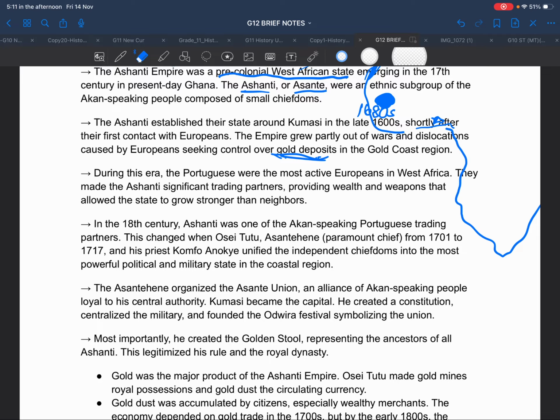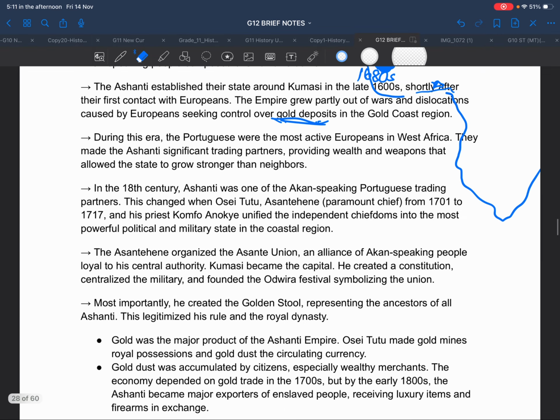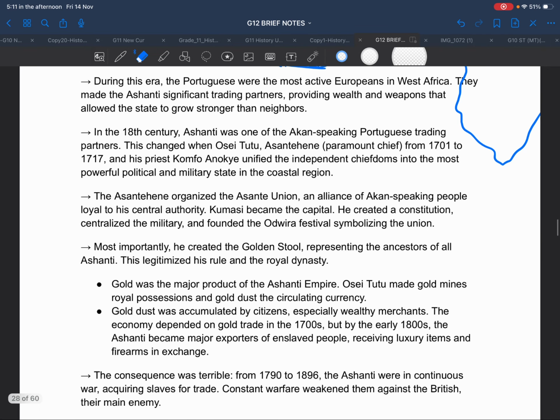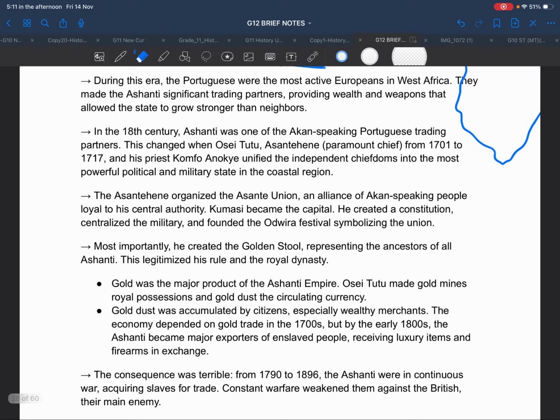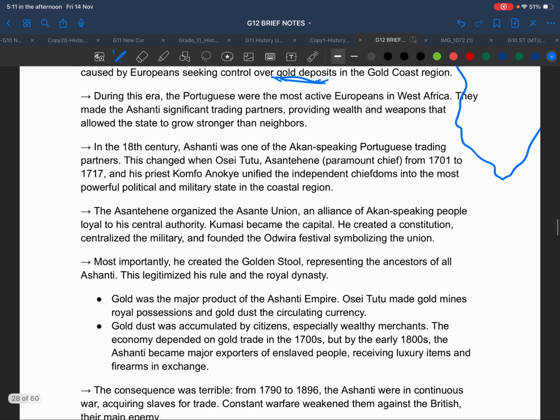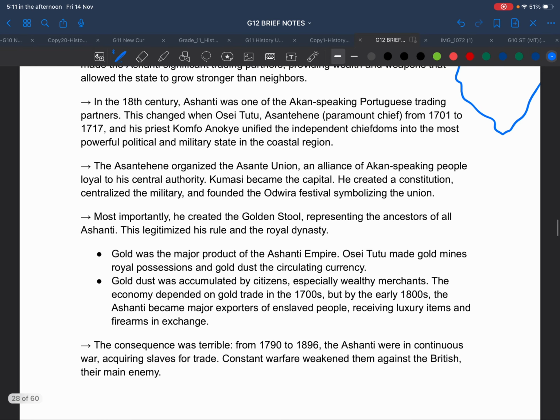We have said this: providing wealth and weapons that allowed the state to grow stronger than its neighbors around here. Ghana became a superpower, a strong state around there. In the 18th century, Ashanti was one of the Akan-speaking trading partners of the Portuguese.